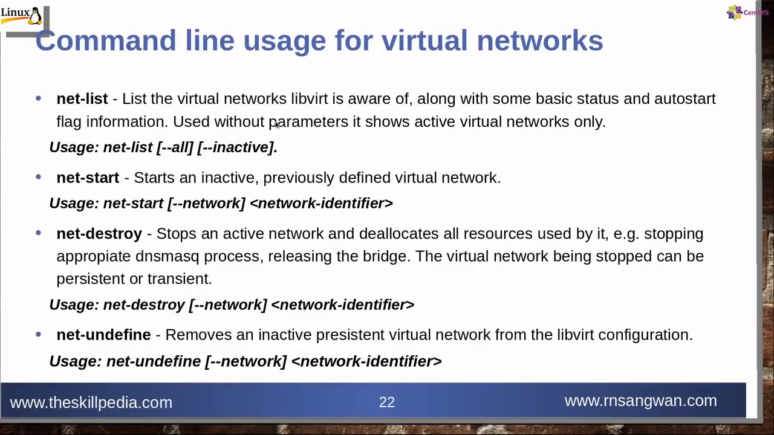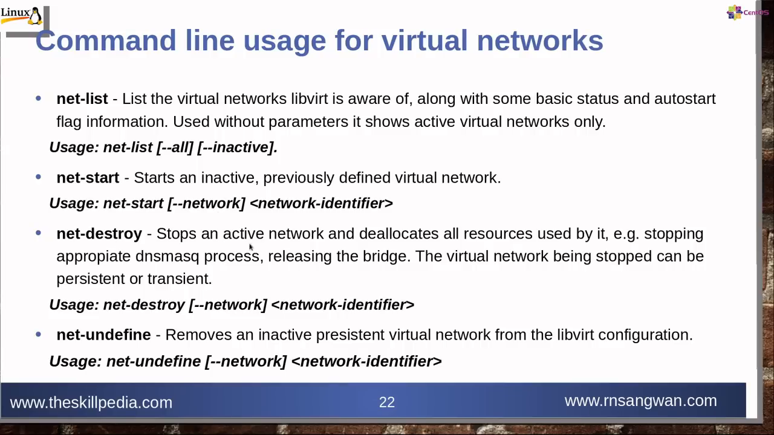Virsh net-list lists the virtual networks libvirt is aware of, along with some basic status and autostart flag information. Used without parameters, it shows active virtual networks only, and this is what I showed. If you use --all, it will show all. If you just want inactive ones, you can use --inactive. Net-start starts an inactive, previously defined network. So virsh net-start and the network name. Of course, you have to specify the network name.